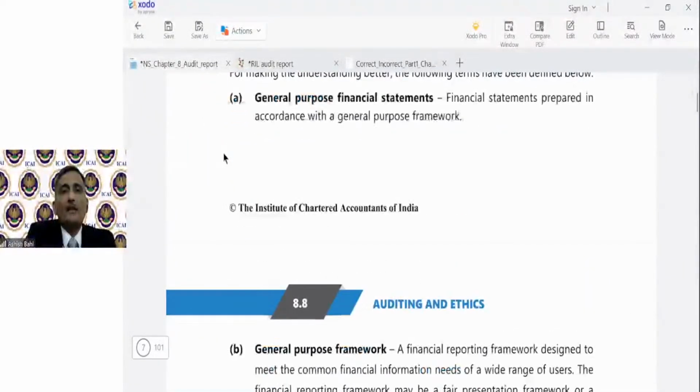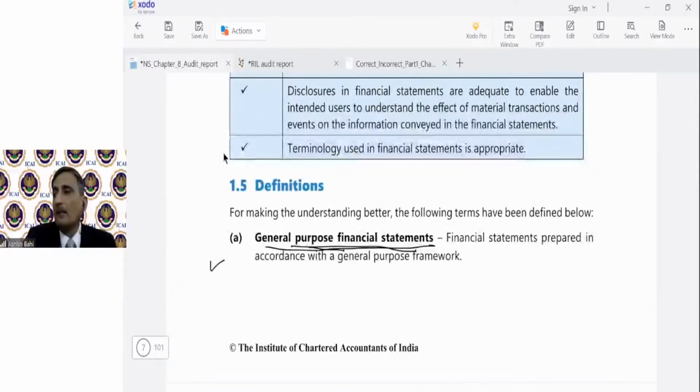And there are certain terms, students, which you need to know. There is a term, general purpose financial statements. Yes, students, you have probably read it in your accountancy. Have you read it? What is the meaning of general purpose financial statements?